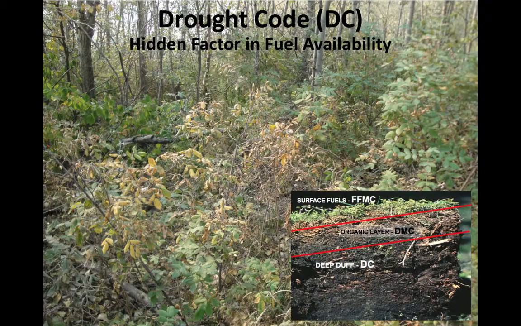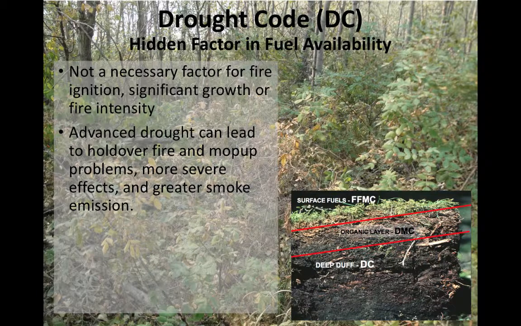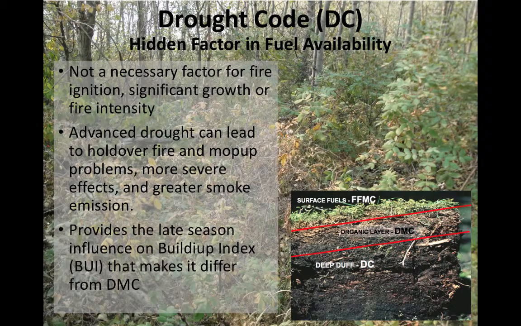In closing, firefighters can see visual indicators of long-term drought, such as premature yellowing of green vegetation. But DC is not necessarily an important factor for fire ignition, spread, and intense burning. Abnormally high DC can indicate potential for holdover fire, mop-up problems, more severe fire effects, and greater smoke emission. Elevated DCs can influence fire behavior predictions through the BUI.